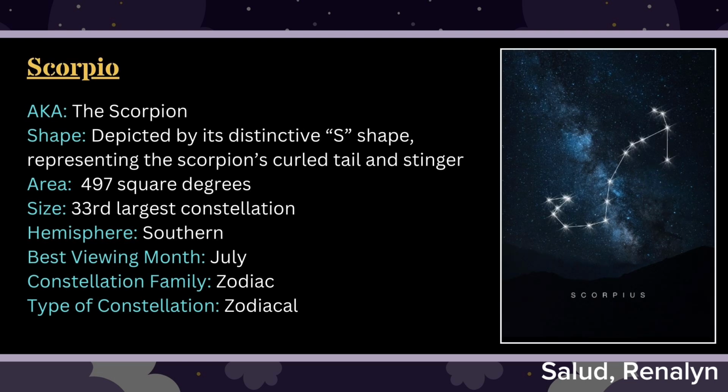So next we have the Scorpio, which is depicted as a scorpion by its distinctive S shape representing the scorpion's curled tail and stinger. Also, Scorpius is a constellation known for its belt-shaped area of the night sky that the sun, moon, and planets appear to pass through. It is one of the brightest constellations in the sky.